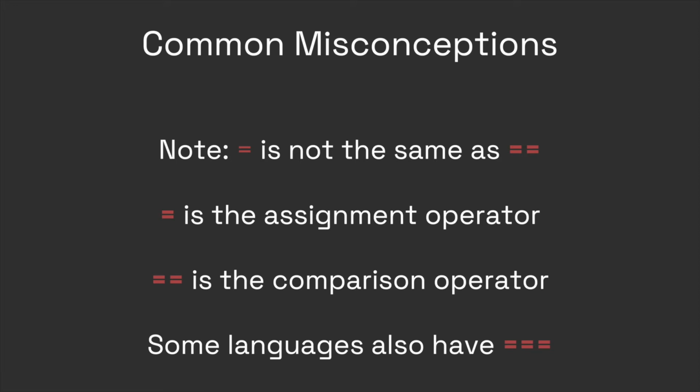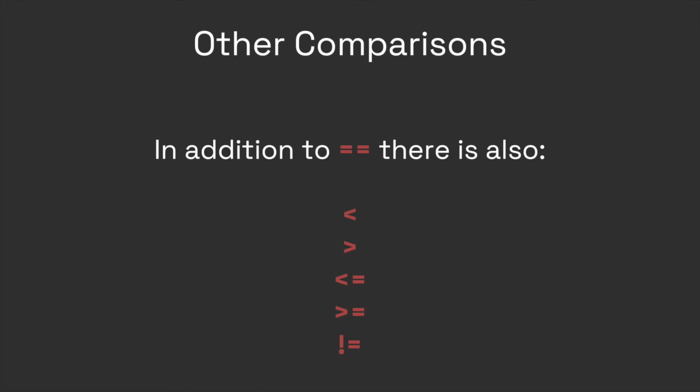Finally, certain languages have a triple equals operator, but that won't be covered here. There are other ways to compare values than equals equals. There is less than, greater than, less than or equal to, greater than or equal to, and there is the inequality operator as well, which looks like an exclamation mark next to an equal sign.